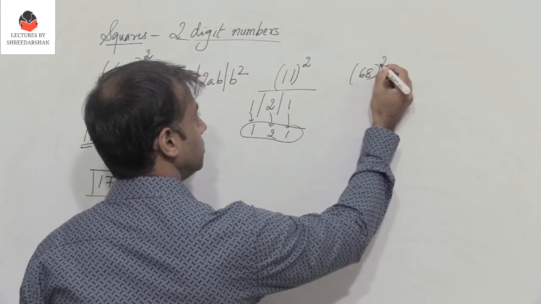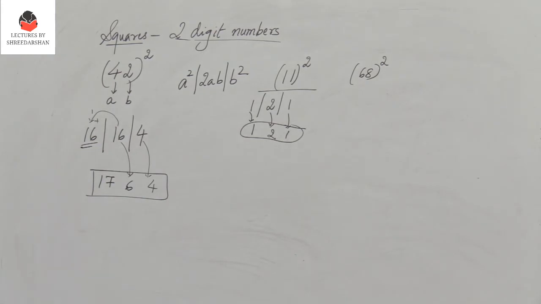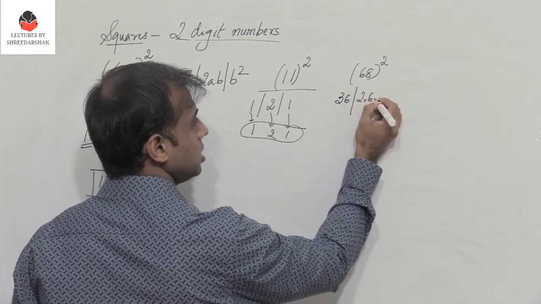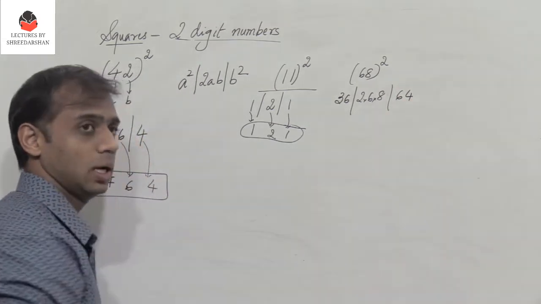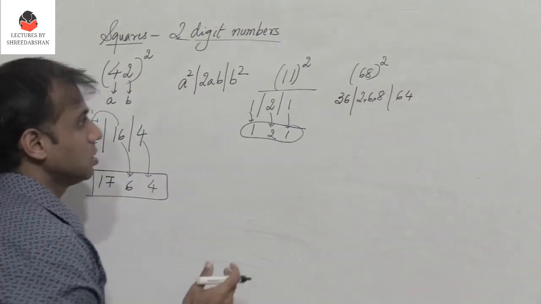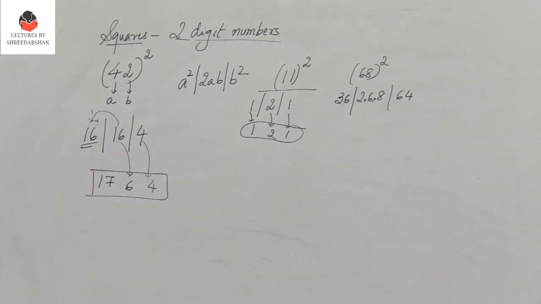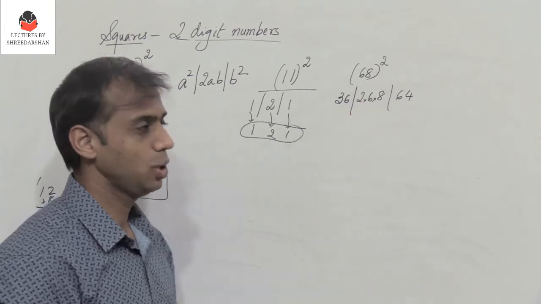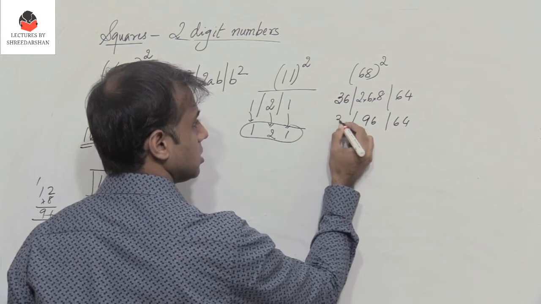68 square. So let me write A square, 2AB plus B square. Now A square is 36, 6 square. Then 2 into 6 into 8, that is 2AB. B square is 8 square, which is 64. So how much is 2AB? This is 2 into 6, which is 12, and now we need to multiply 12 into 8, which gives us 96. So I have 96, 64 and 36.